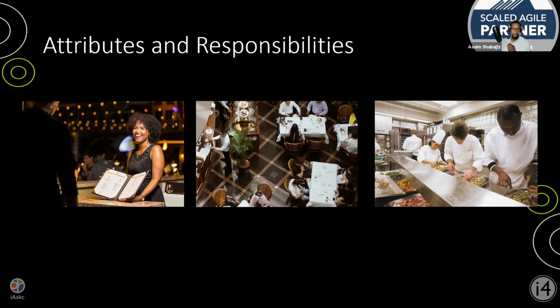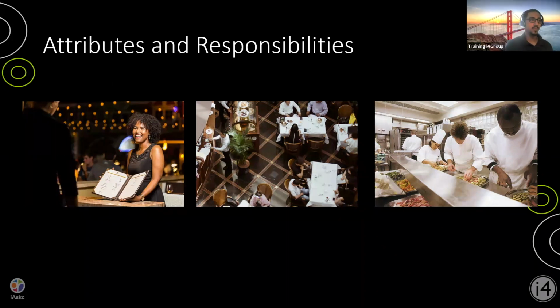Excellent. Thank you for that. Awesome. You mentioned, and Charles also mentioned, these soft skills that Scrum Masters need. So Charles, I want to turn this over to you. What are some of the key attributes of the Scrum Master's job that operate in a scaled environment?